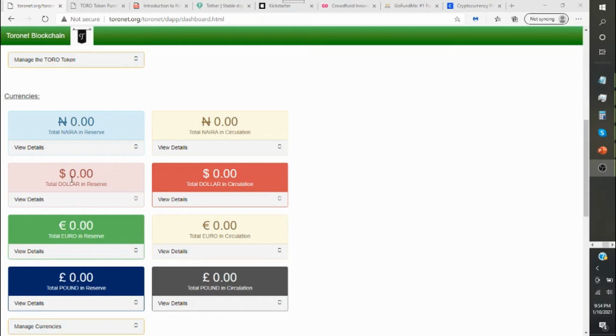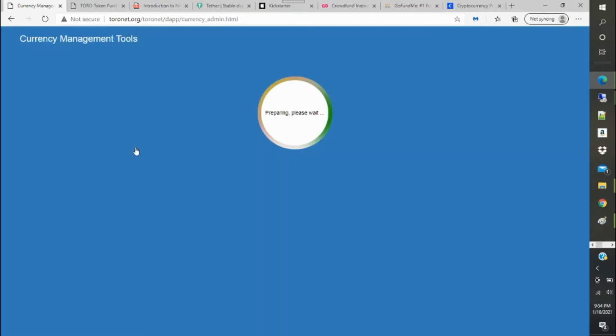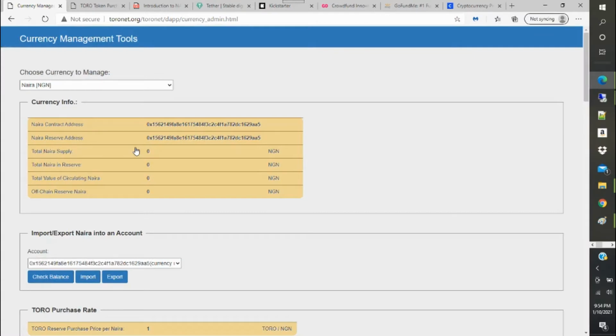So if you bring in $100 and deposit it in the reserve with a foundation member, $100 will be created for you on the blockchain, which can now be converted to Toros. Now, when a node operator brings in resources, that's the first thing. So the node operator has the ability to bring in resources onto the reserve. So this is the Naira reserve address, which we see there, and that is here.